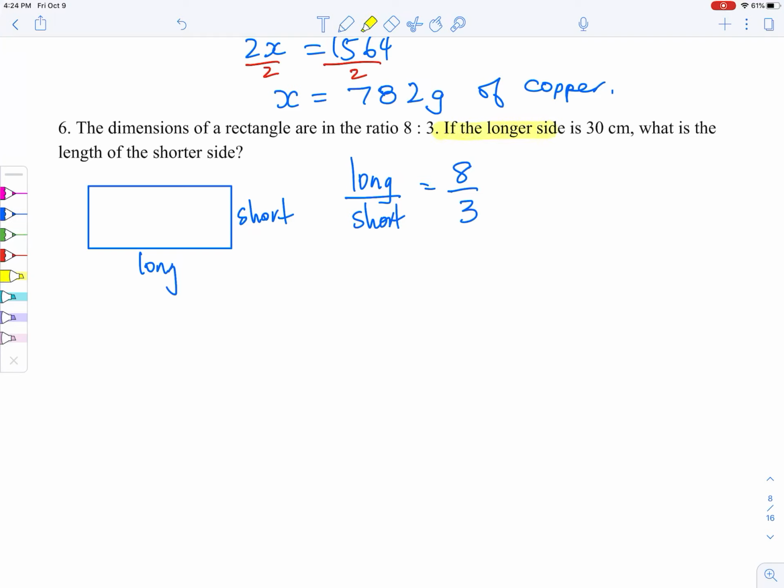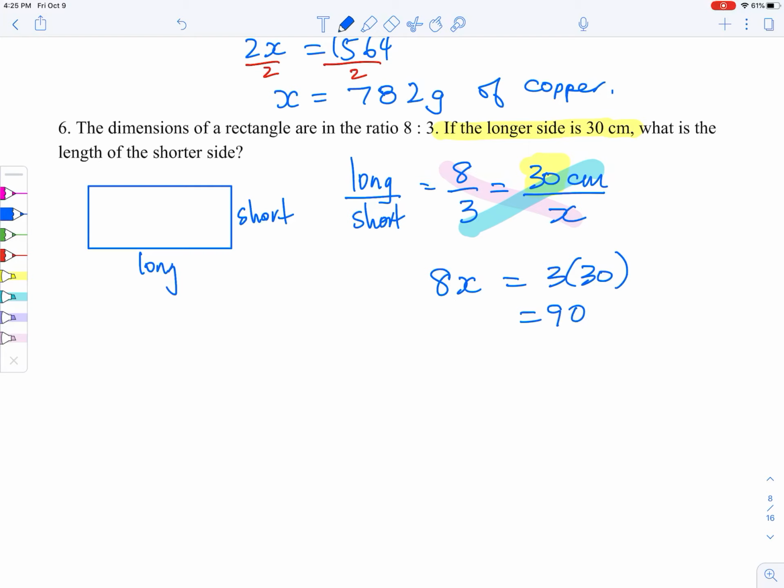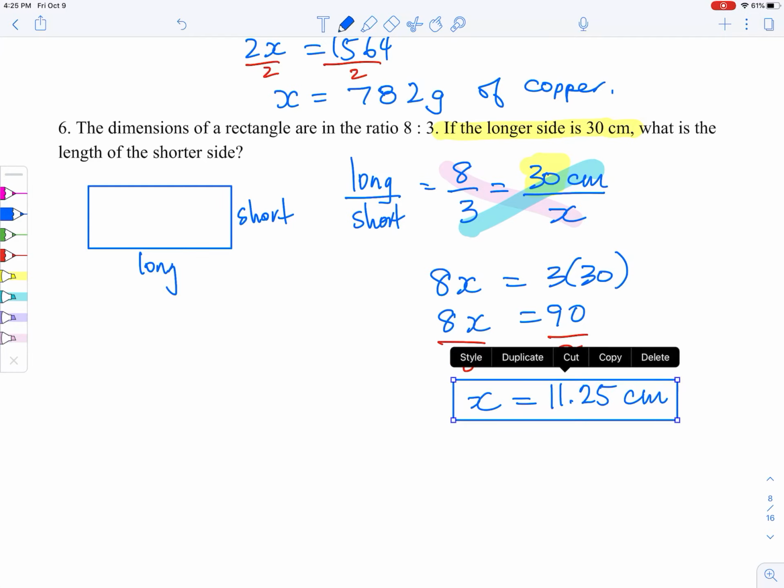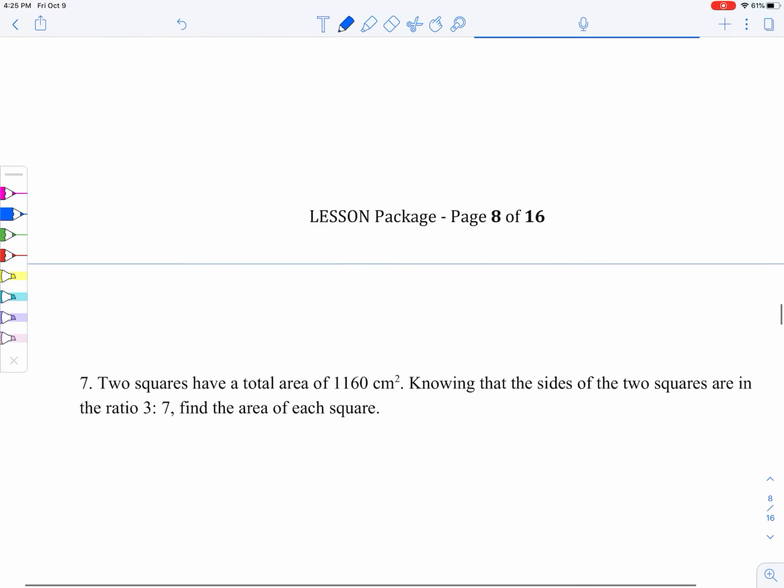They told us the longer side is 30 centimeters, and they want us to find the shorter side. So this is just a straight cross multiply. The pink gives me 8x. The blue gives me 3 times 30, which is 90. So we get 8x equals 90. We want x by itself. Divide both sides by 8. And we get that the shorter side is 11.25 centimeters. And like I mentioned before, there are other ways of doing it. That's just the way I chose.